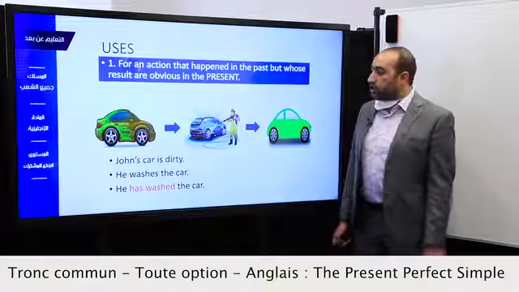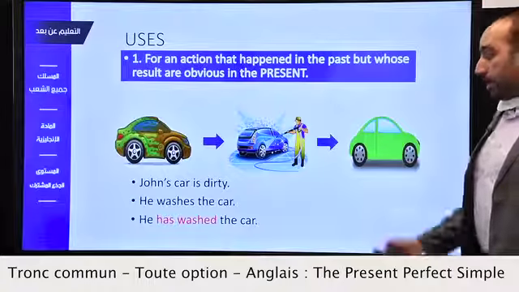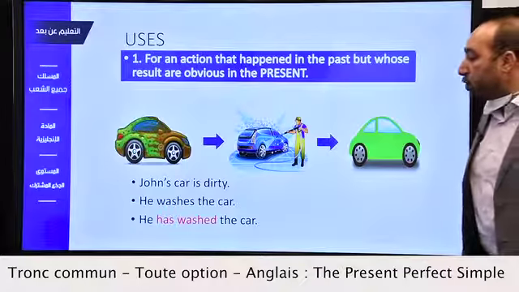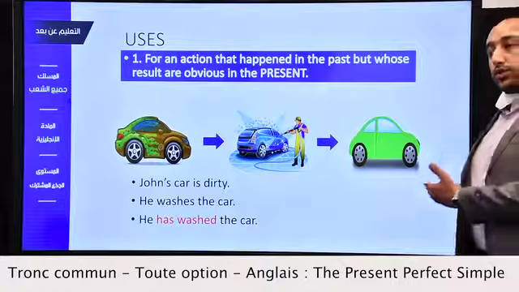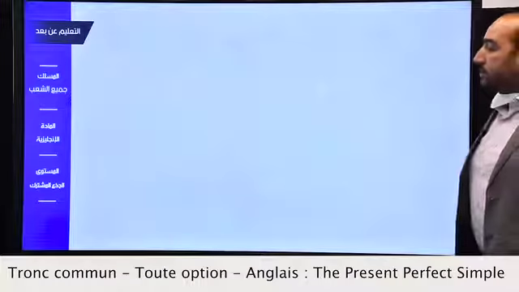So John's car is dirty. This is the first picture. He washes the car, and he has washed the car. So he has washed the car maybe in the past, but the result is that the car is clean.